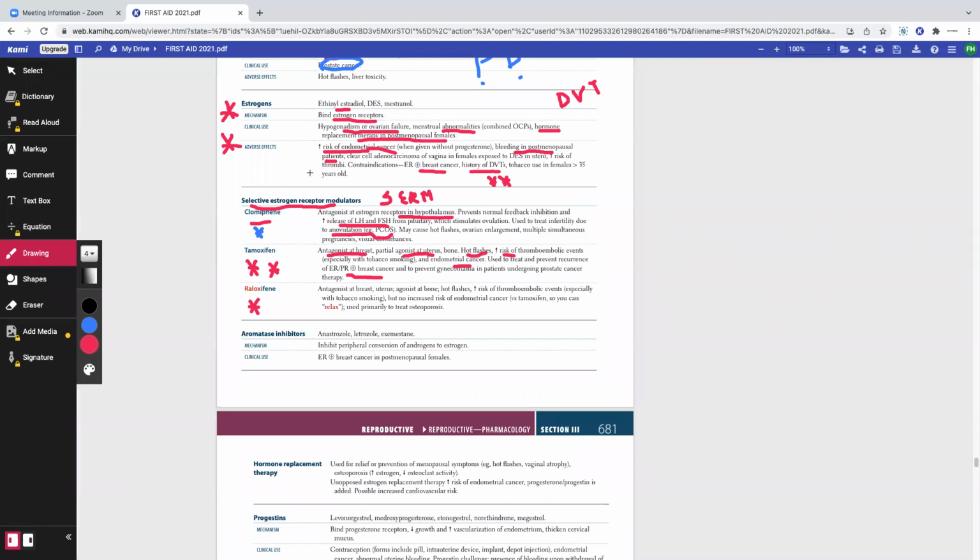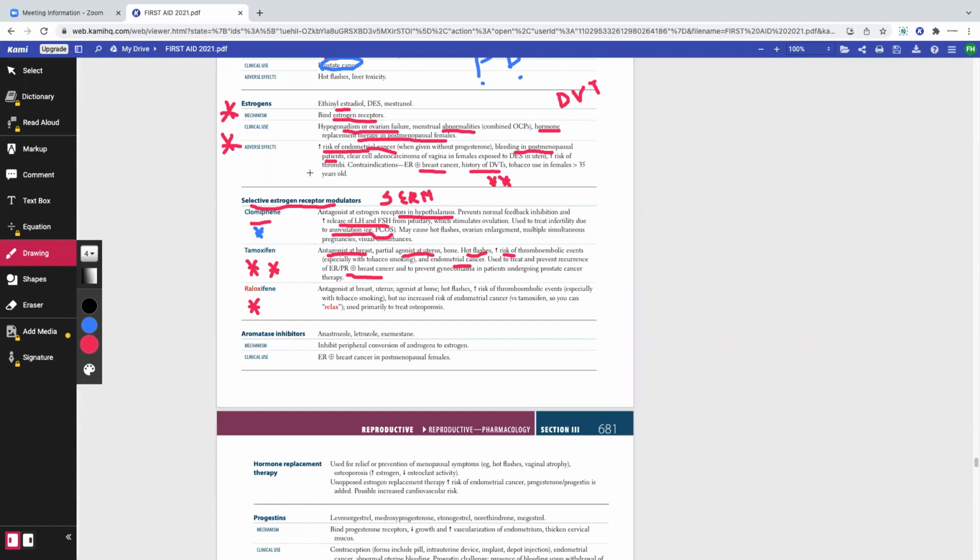We will not prescribe tamoxifen to a patient who has estrogen receptor breast cancer with a history of endometrial hyperplasia, fibrosis, familial history of endometrial carcinoma, DVT, smokers, endometriosis, or any menstrual problem. We will not give them tamoxifen. Why? Because they increase the risk of uterine bleeding or uterine hyperplasia. That's that.